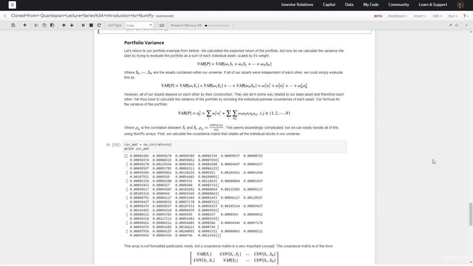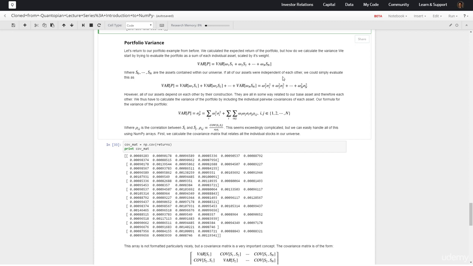Let's return to our portfolio example from before. We calculate the expected return of the portfolio, but how do we calculate the variance? We start by trying to evaluate the portfolio as the sum of each individual assets scaled by its weight. Now, this is variance, okay, portfolio variance. Variance is the square of standard deviation. So if we take a look at the variance of portfolio, it's equal to the variance of the individual assets itself. Okay, so you apply the variance function into all of these. Okay, individual asset itself. So S0 to Sn are the assets contained within our universe.